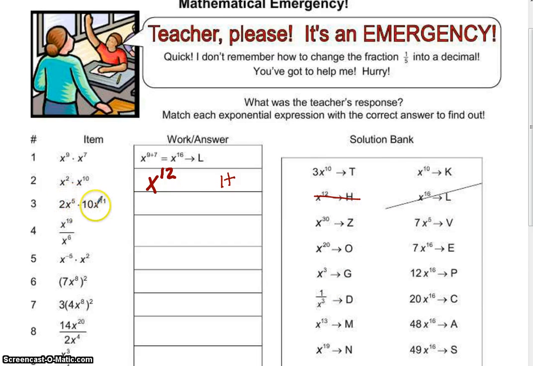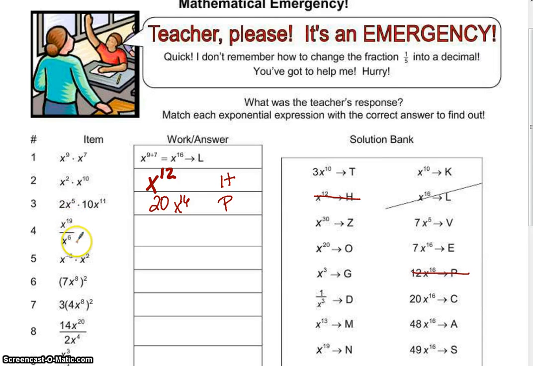2x to the 5th times 10x to the 11th. When you have coefficients, the coefficients do whatever the problem says. And so 2 times 10 is 20. And then your exponents, you say, I'm multiplying, so I'm going to add my exponents. So this would be 20x to the 16th. And so we would look over here, and it is a P.